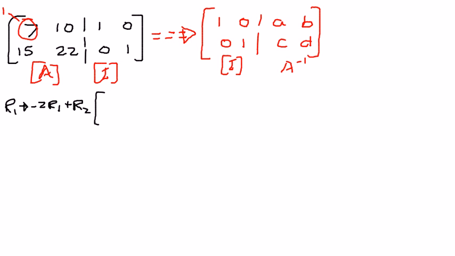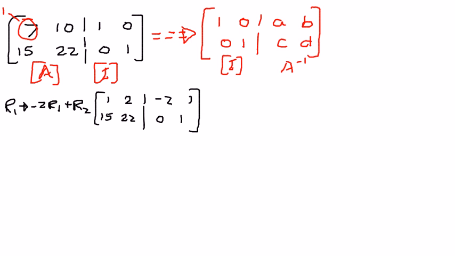Negative 2 times 7 is negative 14. Negative 14 plus 15 is positive 1. Negative 2 times 10 is negative 20. Negative 20 plus 22 is positive 2. Then we'll partition that. And then we have negative 2 times 1 is negative 2 plus 0 will be negative 2. Negative 2 times 0 will be 0 plus 1 will be positive 1. And then the second row comes down as is: 15, 22, 0, and 1.